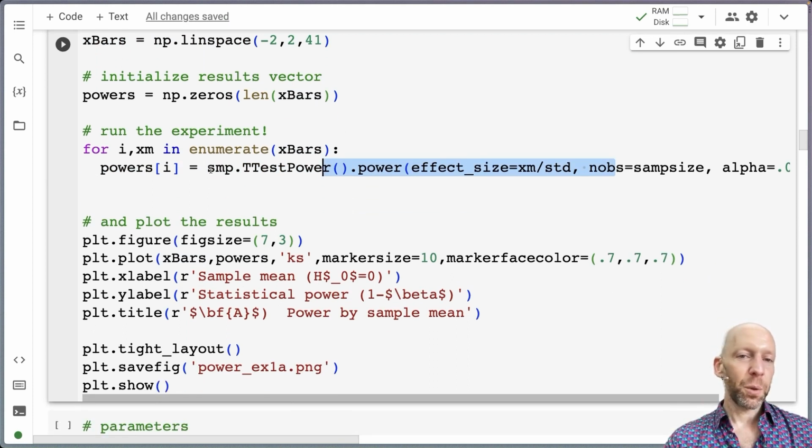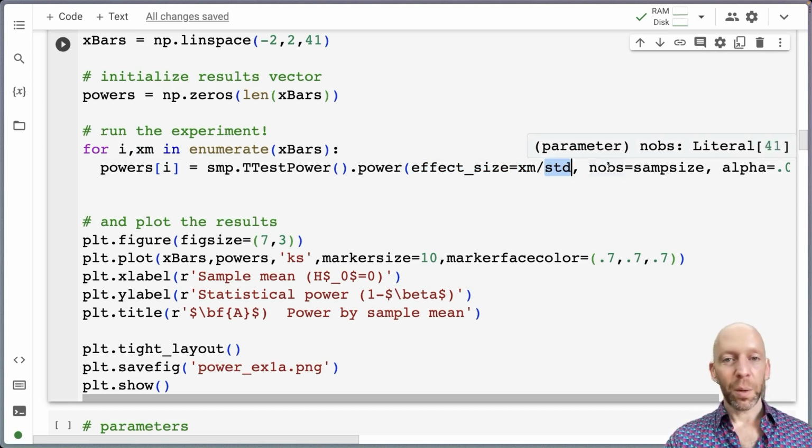So basically, we just use SMP, so this is statsmodels power, TTestPower, and dot power. Then we have to input the effect size. This is maybe a little bit confusing because sometimes when you're calculating effect sizes, you think about the mean and the standard deviation or the standard error. Here we input the effect size, which is the mean divided by the standard deviation.